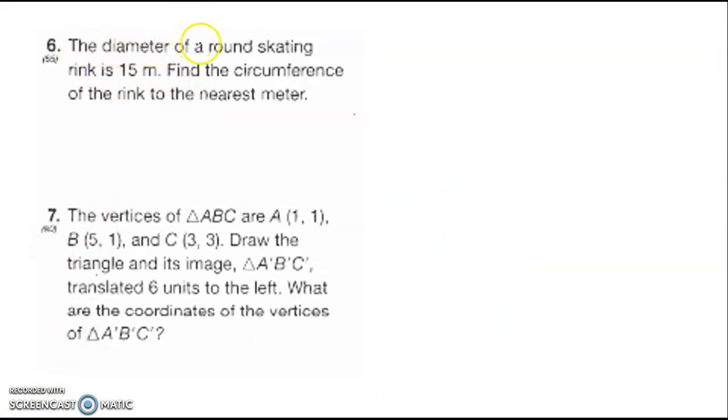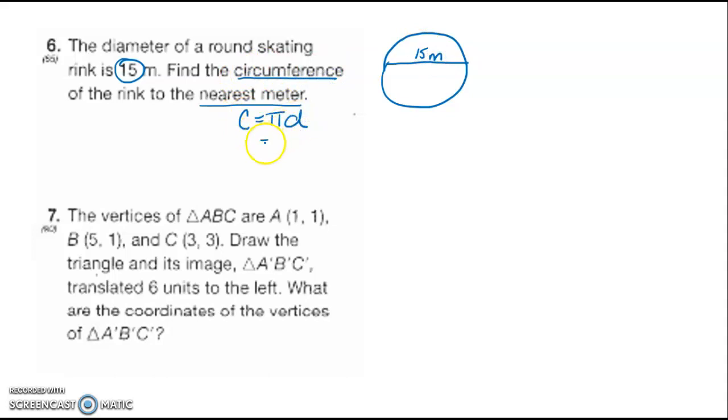All right, number 6 says the diameter of a round skating rink is 15 meters. Find the circumference of the rink to the nearest meter. So we're going to have to round. So here's the skating rink. It's a circle. The diameter is 15 meters. We need to find the circumference. The formula for circumference that uses diameter is pi times d. Since they don't tell us what to use for pi, we're going to plug in 3.14. 3.14 times 15 gives us 47.1, which we round to 47 meters.